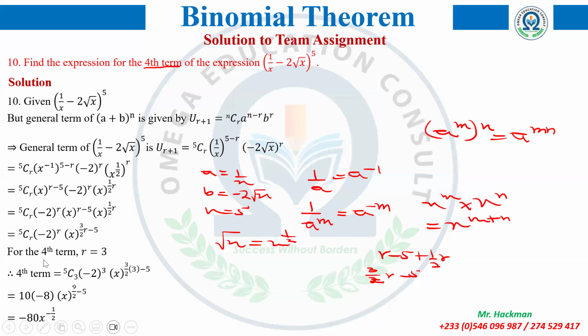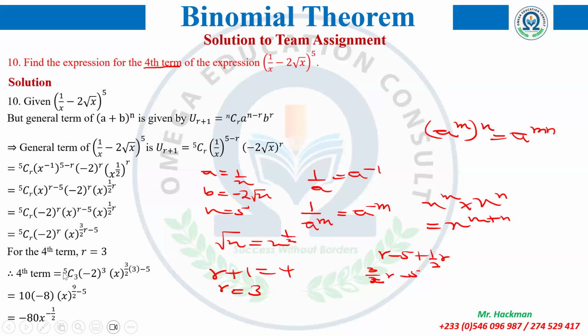So for the fourth term, you know you are looking for a positional term. And I told you if you are looking for a positional term, how do you get your R? By equating your R plus 1 here to the term that you are looking at, the position. So your R plus 1 should be equal to what? 4, the fourth term. So it means R must be equal to 4 minus 1, which is 3. So for the fourth term, R should be equal to 3.